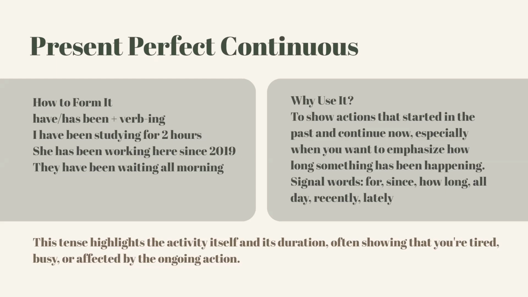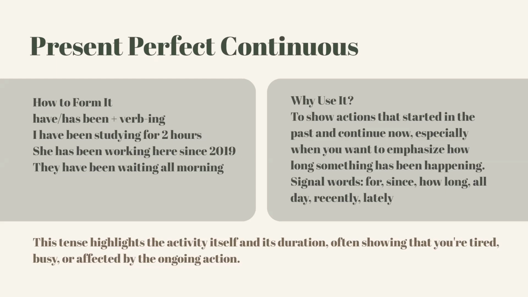So let's see how we form the present perfect continuous. We use have or has plus been plus the verb in the ing form. So let's give an example. Maybe she has been waiting since morning. She started waiting in the morning and she's still waiting. It's still going on. The action is not finished yet. And that's when we use present perfect continuous.